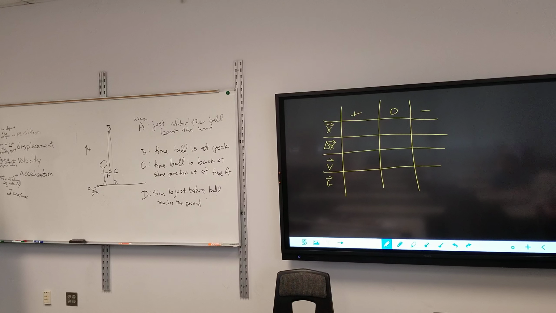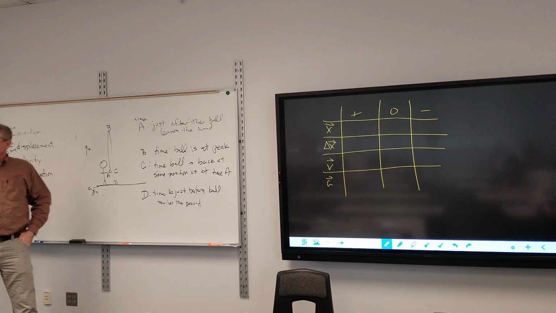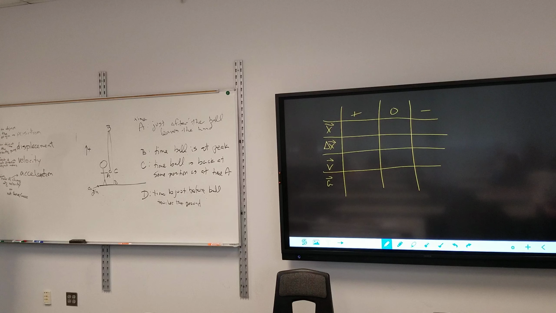Okay, and A would be starting. A is the starting point. So the ball was at the starting point at time A. Is position positive or negative from there? Position is positive from there. Position depends upon where the origin is, and that's why I defined it. If I did not do that, we potentially would have a dozen different origins.